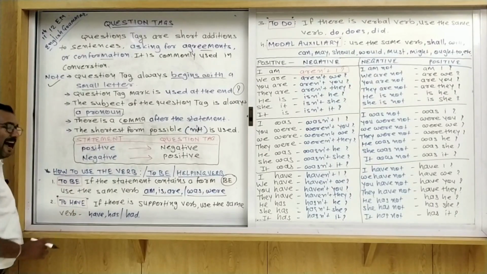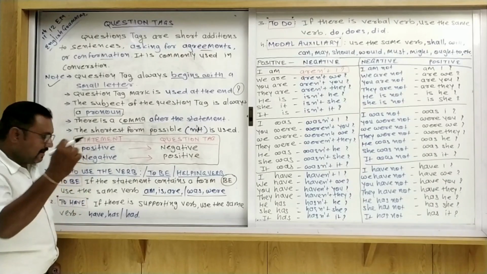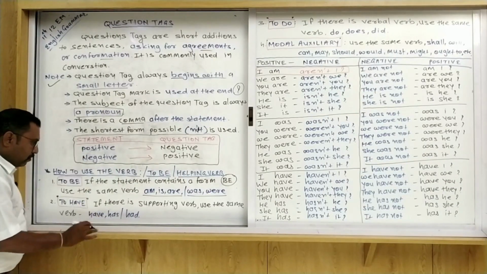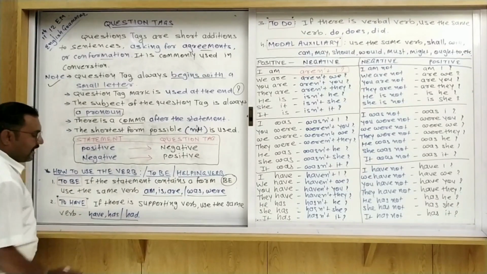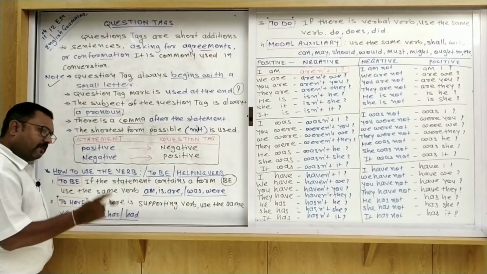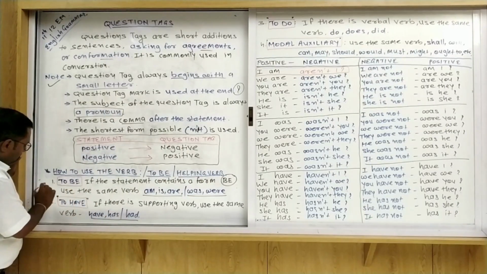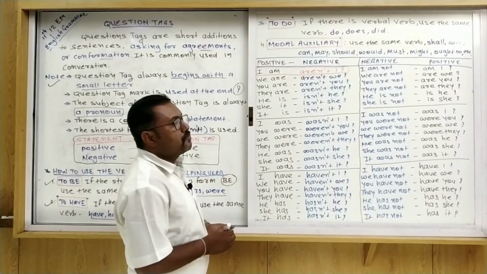Another form, have. To have means have, has and had. If there is a supporting verb, use the same verb. If the supporting verb have, has or had is given, don't miss it. You write have, has or had. So first of all, the to be form. Second one, the to have form. And the third one, to do.